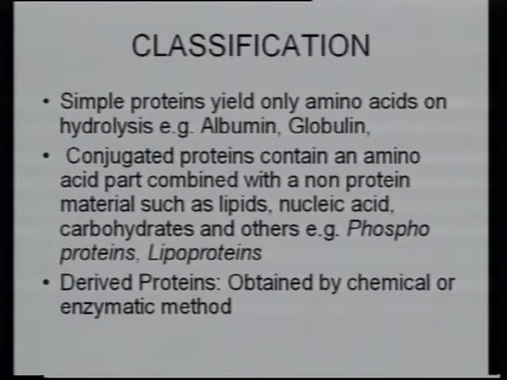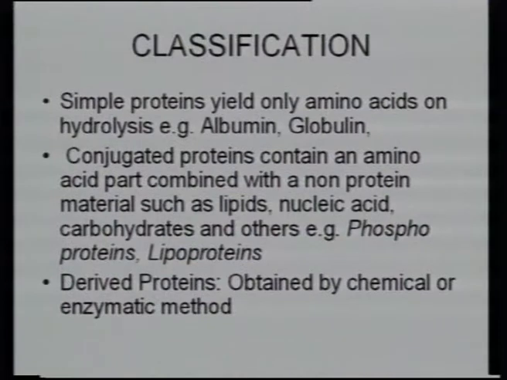We classify the proteins into three groups. The first is simple proteins. What do simple proteins mean? Once you hydrolyze them, they will yield amino acids only. To give you an example, albumin and globulin are examples of simple proteins.